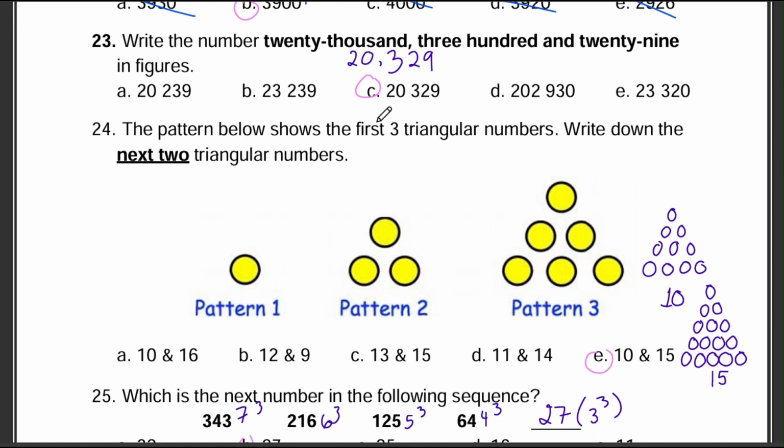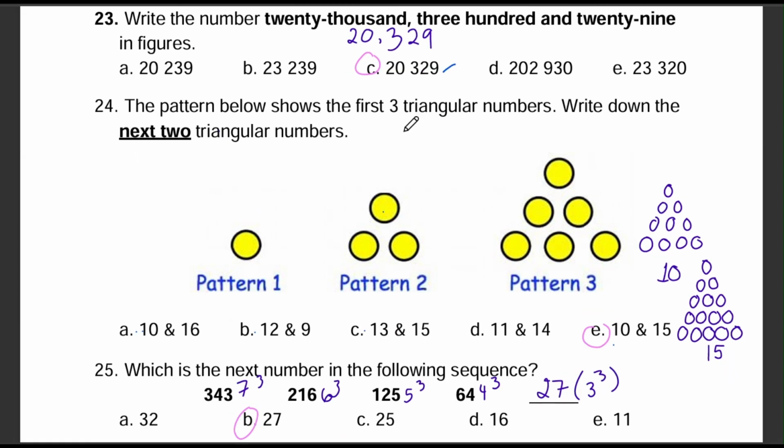Question 23. Write the number 20,329 in figures. A. 20,239. B. 23,239. C. 20,329. D. 202,930. E. 23,320. The correct answer is C, which is 20,329.